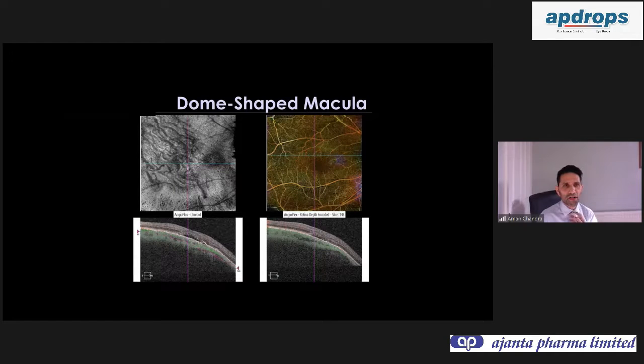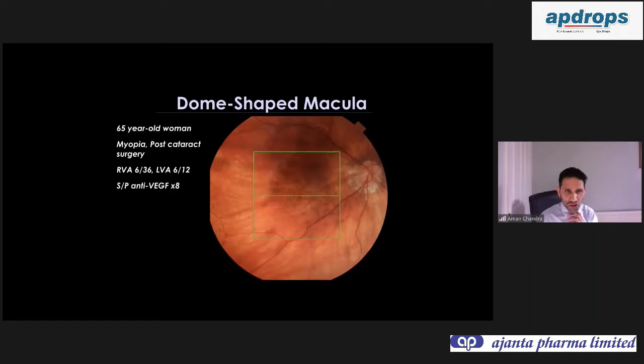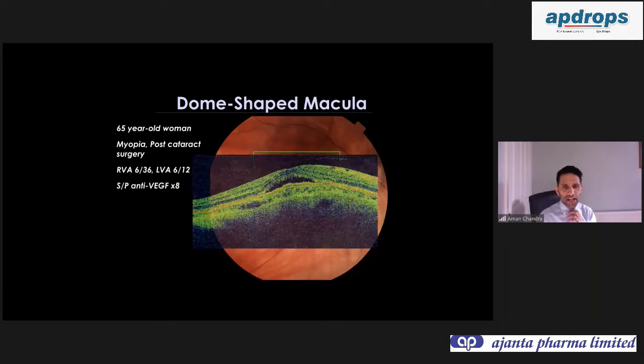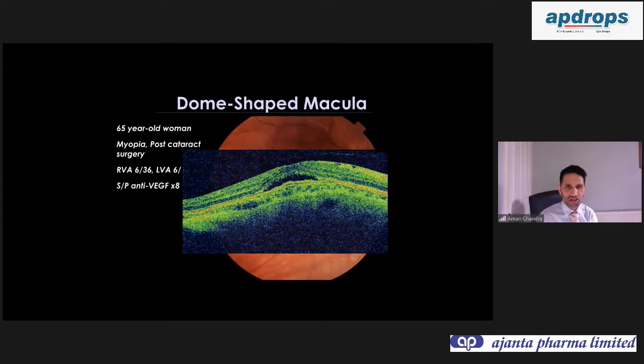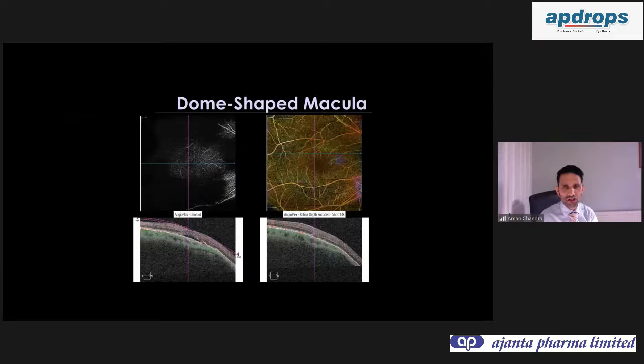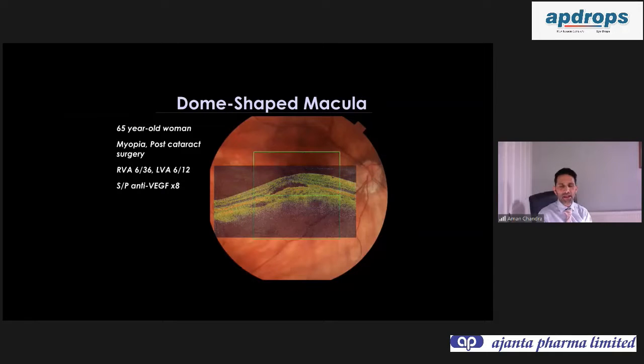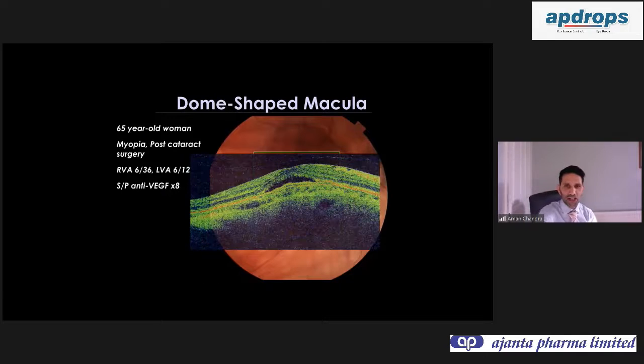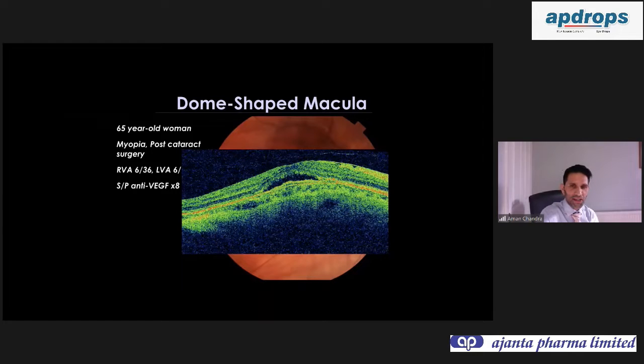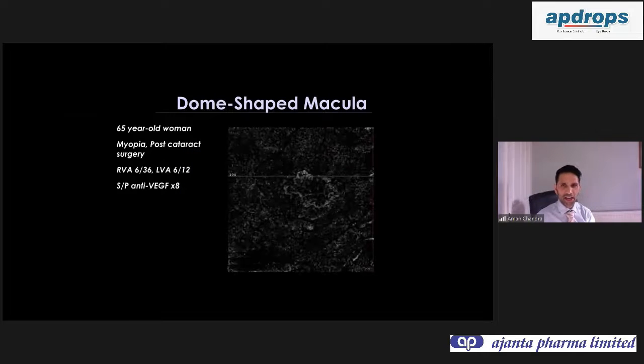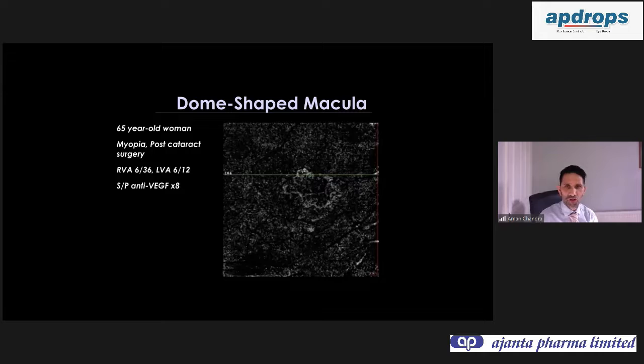This is a 65-year-old myopic patient post-cataract surgery who has dome-shaped macula, like that, and there's some fluid here you can see just under the fovea. But as you do the OCT-A, actually you can see here, this lacy white area here, there is actually a choroidal neovascular membrane in association with this macula.